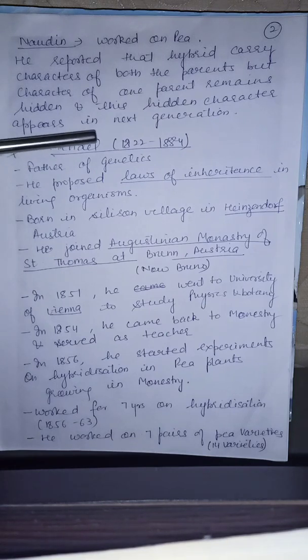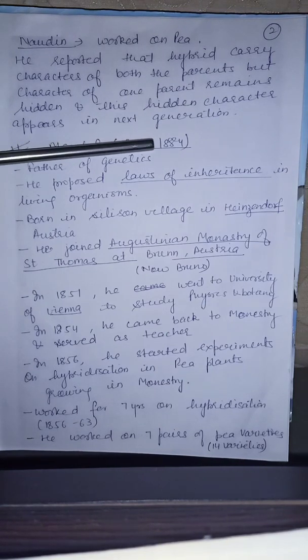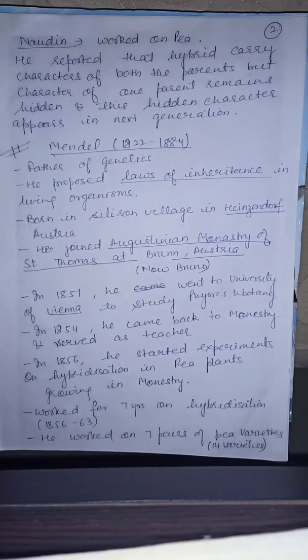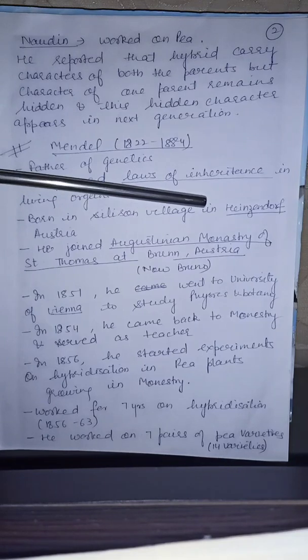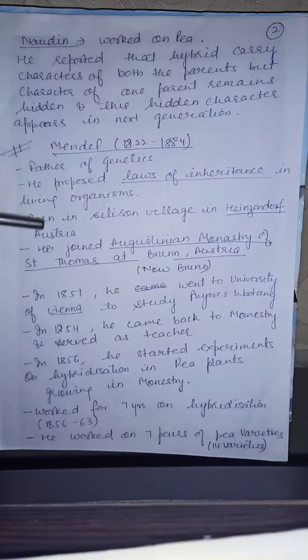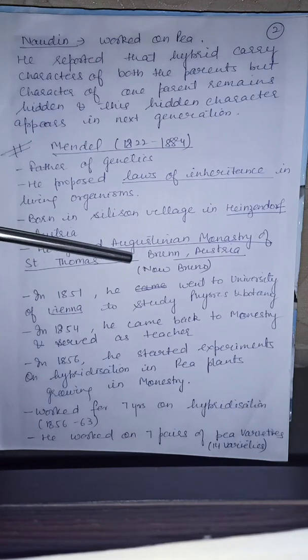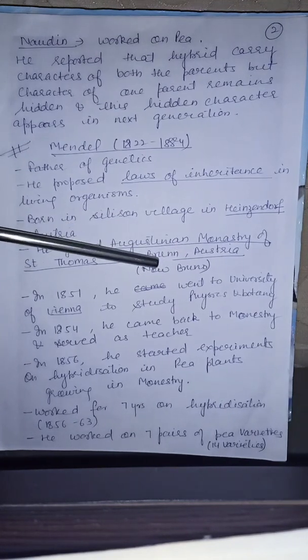The era of Mendel is 1822 to 1884. He is also known as the father of genetics. He proposed laws of inheritance in living organisms. He was born in Silesian village in Heinzendorf, Austria. He joined the Augustinian monastery of St. Thomas at Brunn, Austria, now Brno.